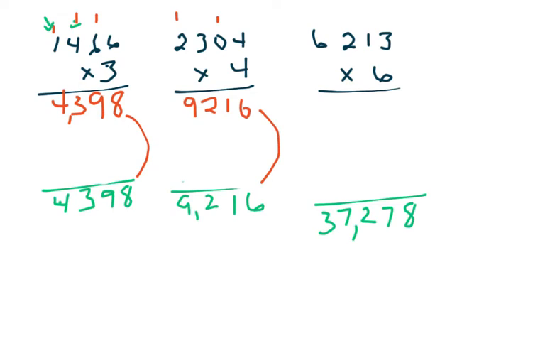Well, here we go again. 6 times 3 is 18. Regroup the 1. 1 and 8 is 18 there, the 1 ten and 8 ones. 6 times 1 is 6 and 1 is 7. Nothing to regroup because the answer is just 7. 6 times 2 is 12 and regroup the 1. 1 and 2 makes 1,200. 6 times 6 is 36 and 1 is 37. Got the same answer. So that gives you a couple of ways to get the answer.